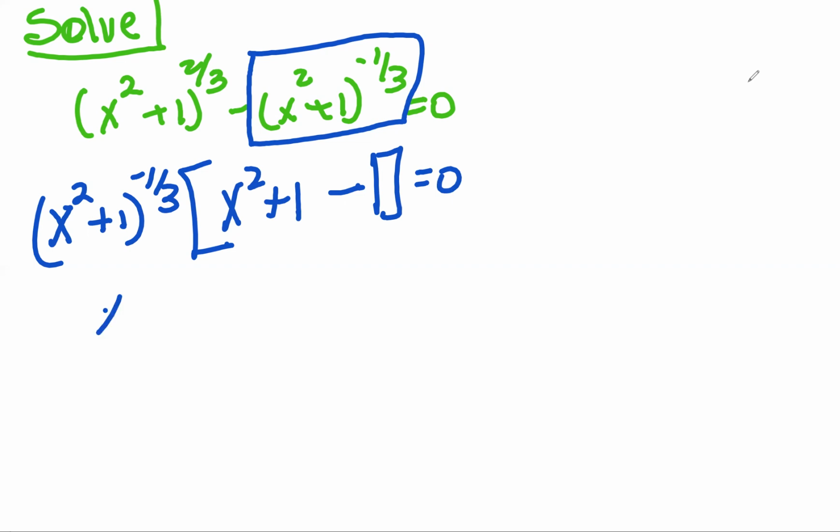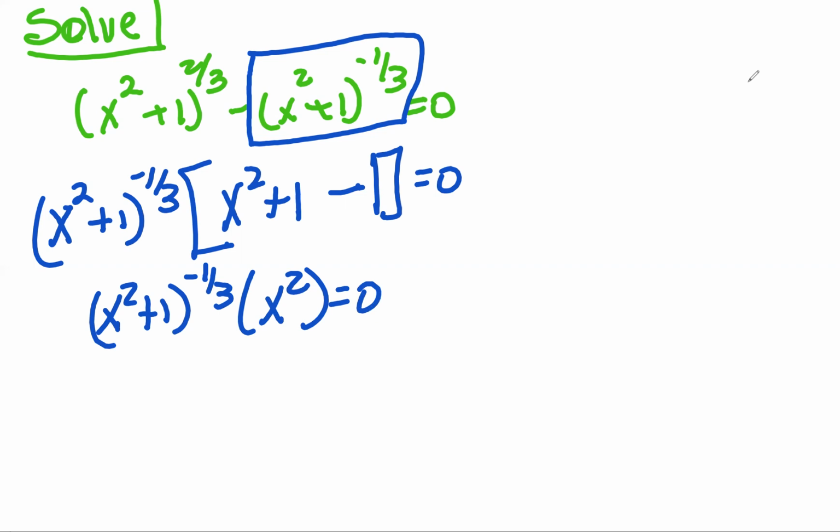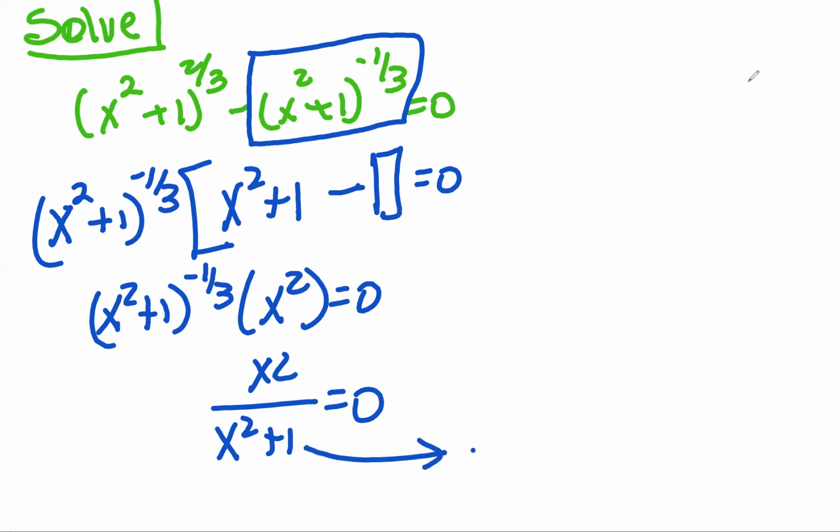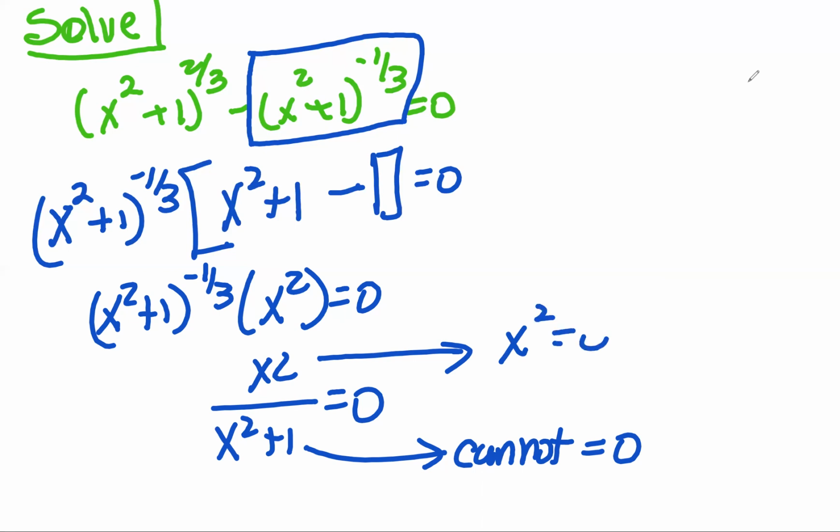So that gives me (x squared plus 1) to the negative 1/3 times x squared is equal to 0. Getting rid of that, so x squared over x squared plus 1 equals 0. Well, I know this cannot equal 0, so I don't need to worry about solving that part out. So I just look at this part, x squared equals 0, so x is equal to 0. So my answer to this would be x is equal to 0.